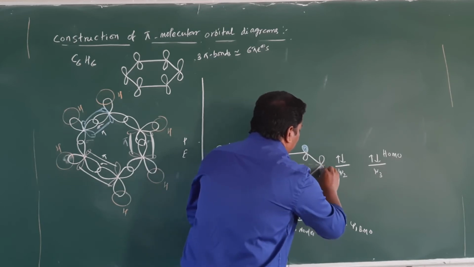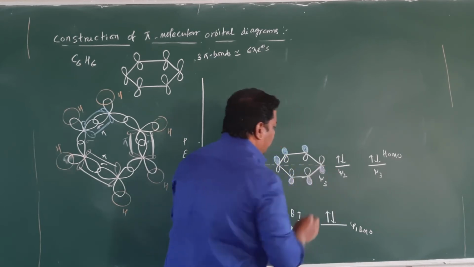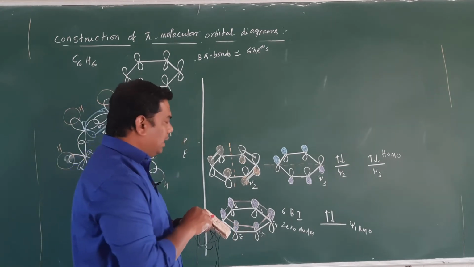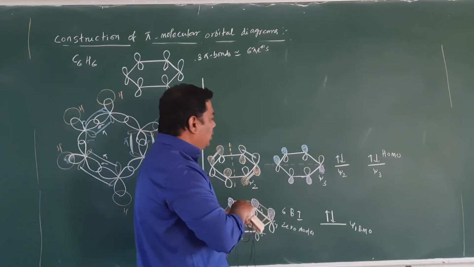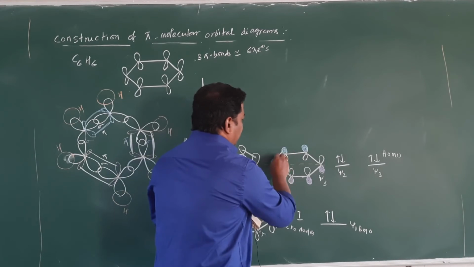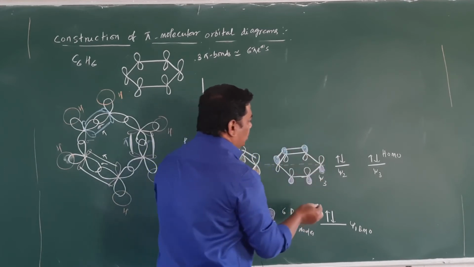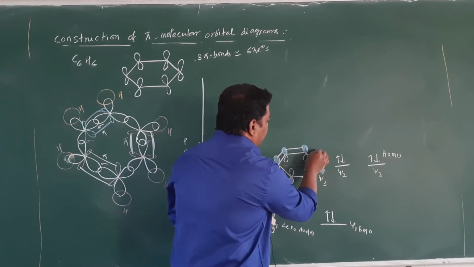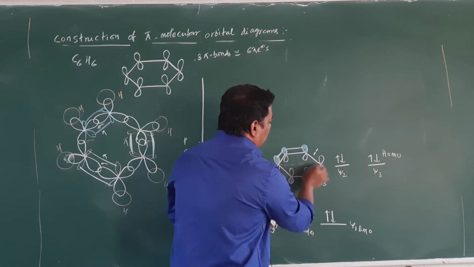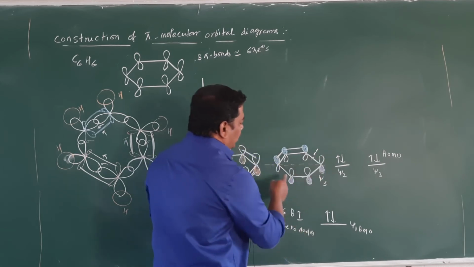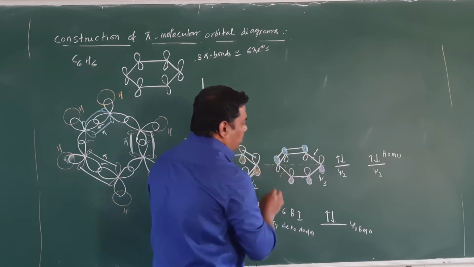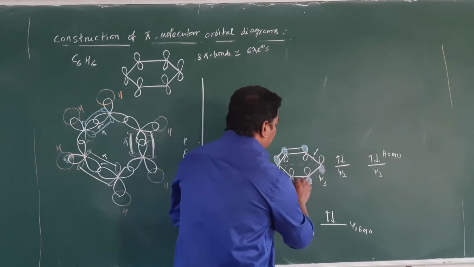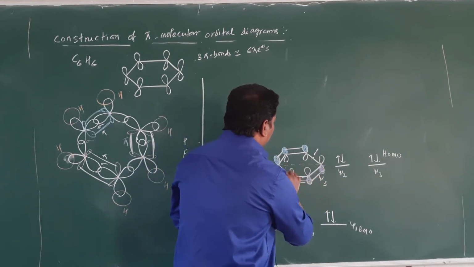So there is no need to learn by heart this construction of the molecular orbital energy level diagram. Here you can see we have the bonding interaction, here we have bonding interaction. Here there is no bonding interaction, meaning nothing but, students, one nodal plane will be present. Here also you can see the nodal plane will be present. So this is the bonding interaction.